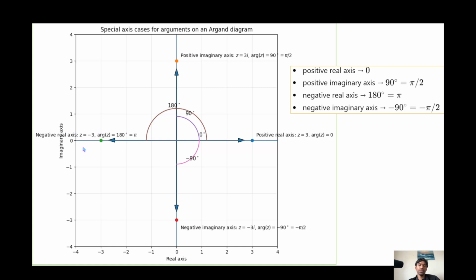If we have a vector on the negative real axis, for example z is equal to minus 3, the argument is always equal to 180 degrees, which is equal to pi. So we start with the positive real axis, go around, and meet the vector, and we find the argument is equal to 180 degrees. And finally, when we have the vector on the negative imaginary axis, for example z is equal to minus 3i, the argument is always equal to minus 90 degrees, which is equal to minus pi over 2. Again, we start with the positive real axis, go around, meet the vector, and we always have minus pi over 2 or minus 90 degrees for the argument of z.